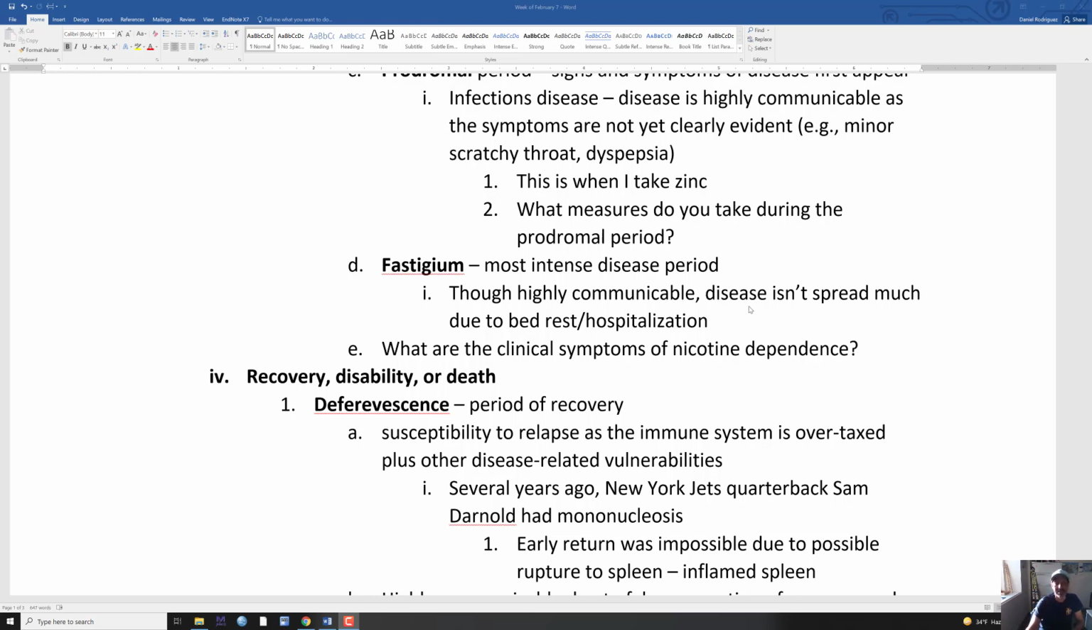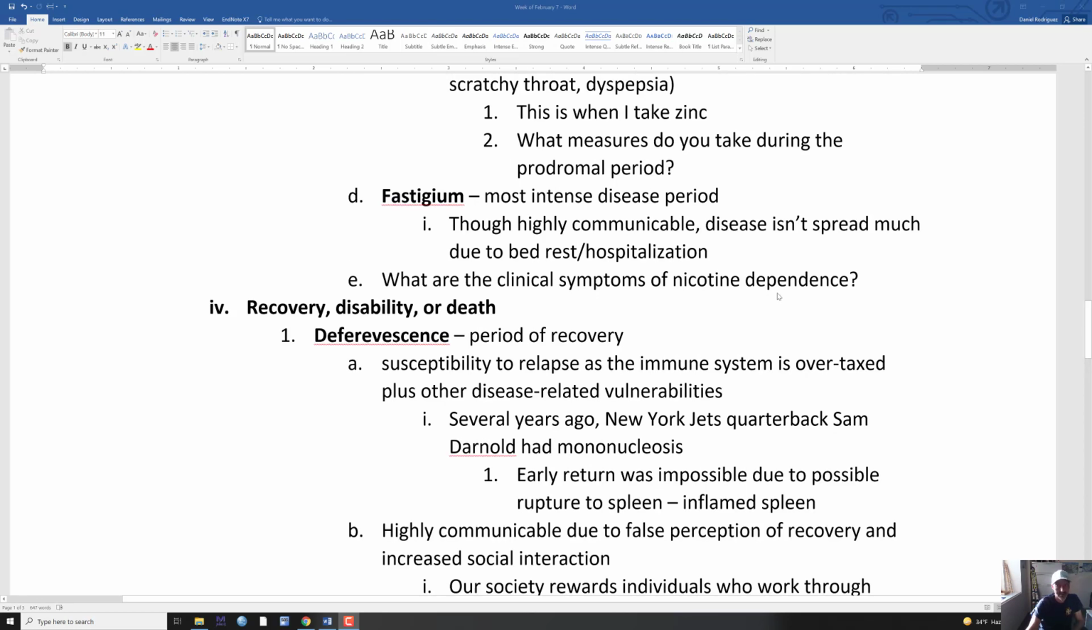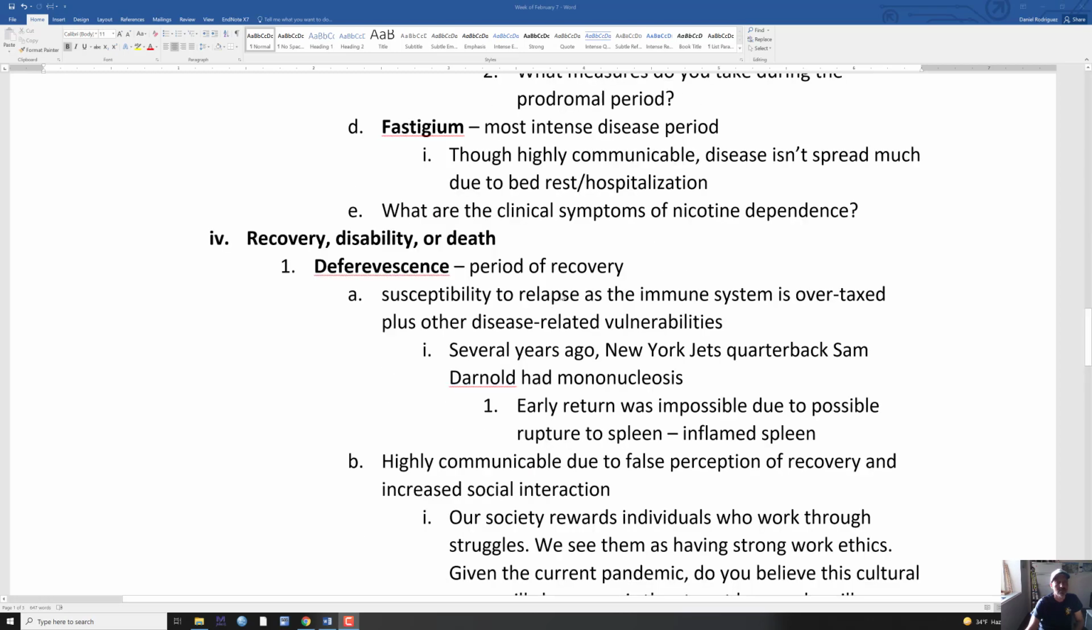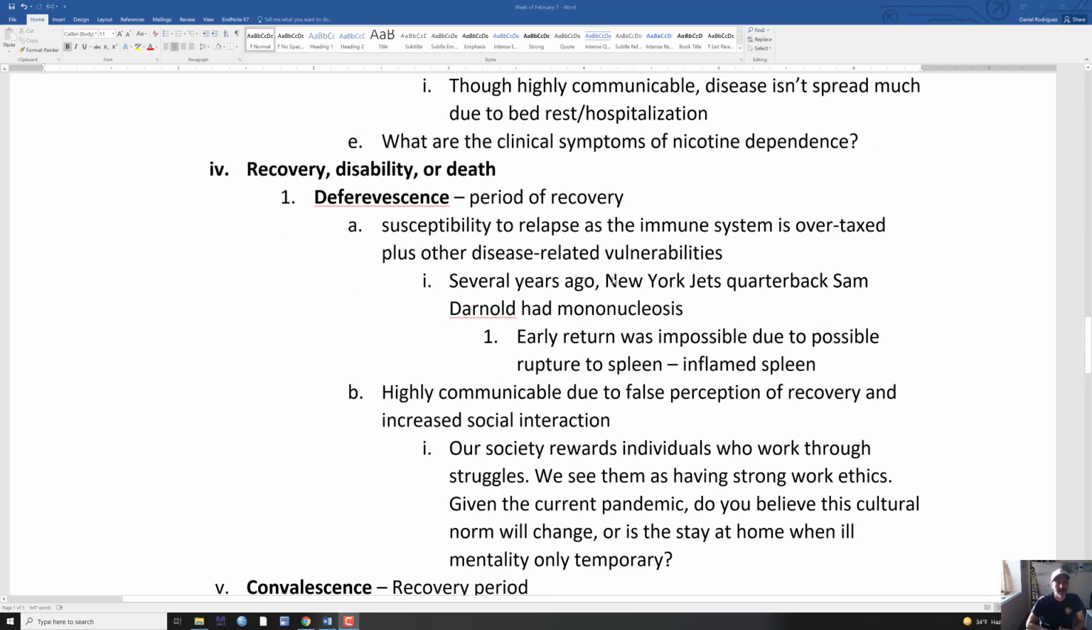What are clinical symptoms of nicotine dependence? Well, just go back to that measure, right? Wanting, craving, and eating. Those are clinical symptoms. Recovery is the final phase. We can break this down into several sub-phases as well. We have defervescence, which is the period of recovery. Here, susceptibility to relapse is pretty high because your immune system is compromised.